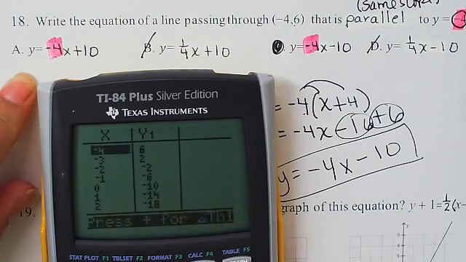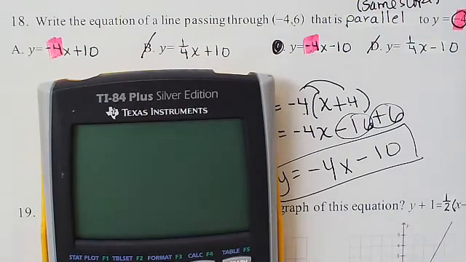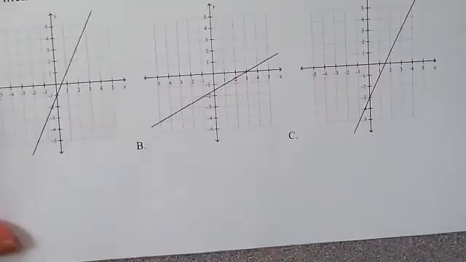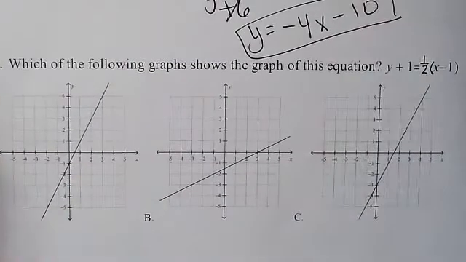But if I plug in the -4x minus 10, which is the answer we got, -4, 6 will be on the table. You see that? So that's another way to check your work instead of having to do the point slope.